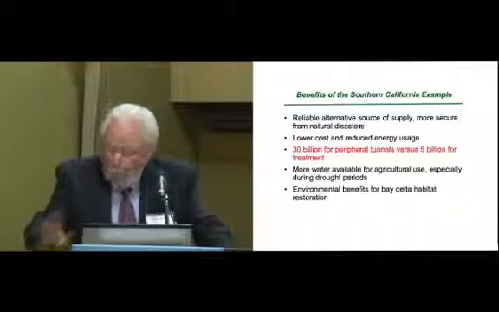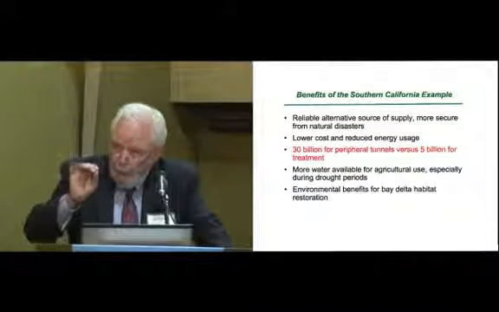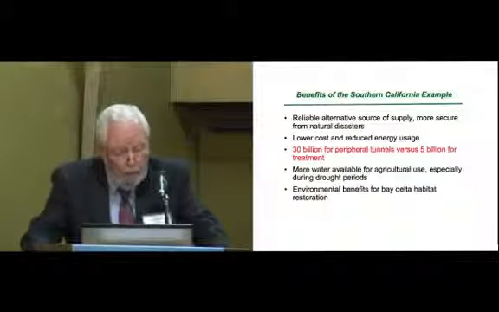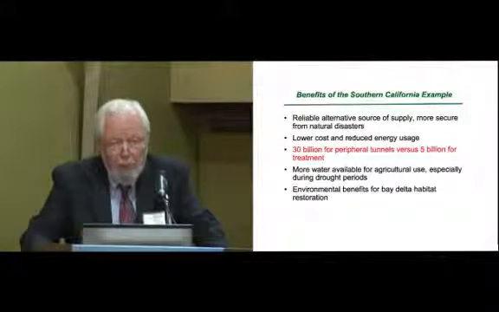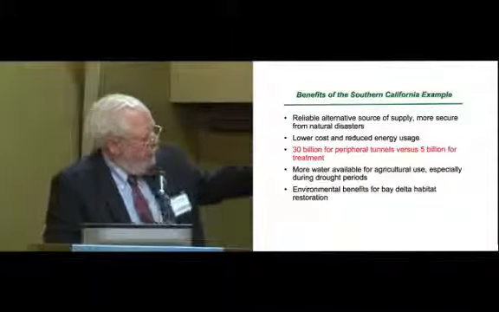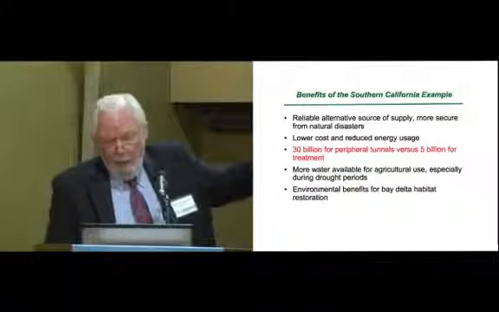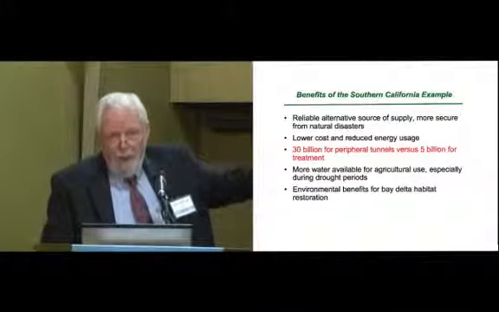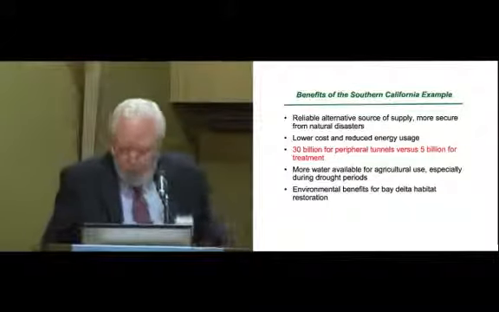And we have more water for agriculture because our population is going to increase. We have environmental benefits. We have reliable supplies. So it works out that the $5 billion is a high estimate. I think it could be done for less. But that's the scale that we're talking about.